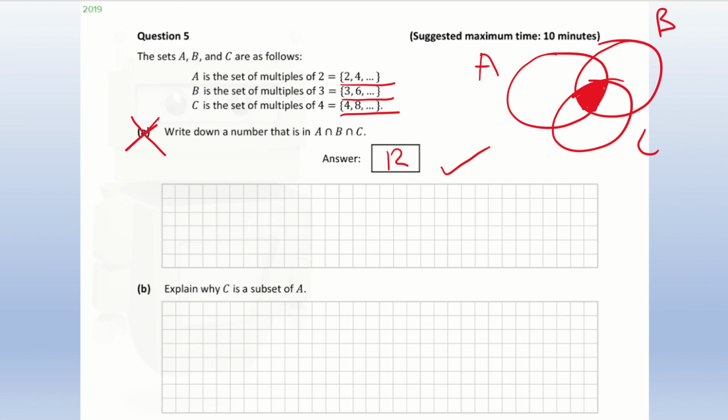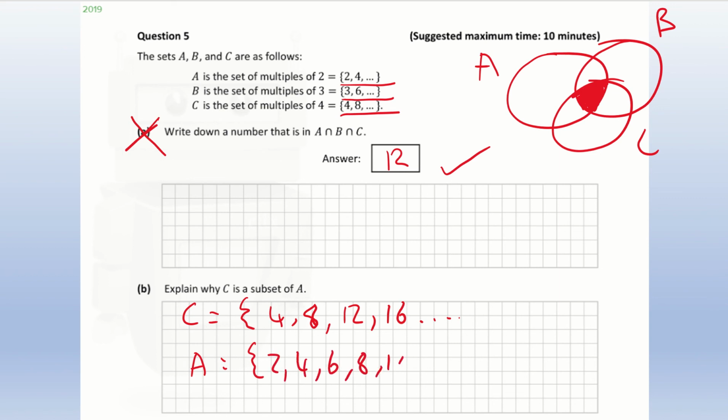So let's mark that off. Part B, explain why C is a subset of A. Okay, so C, if we were to write it all out, would be 4, 8, 12, 16 and so on. And A was 2, 4, 6, 8, 10, 12, 14, 16. And I shouldn't close that bracket there.